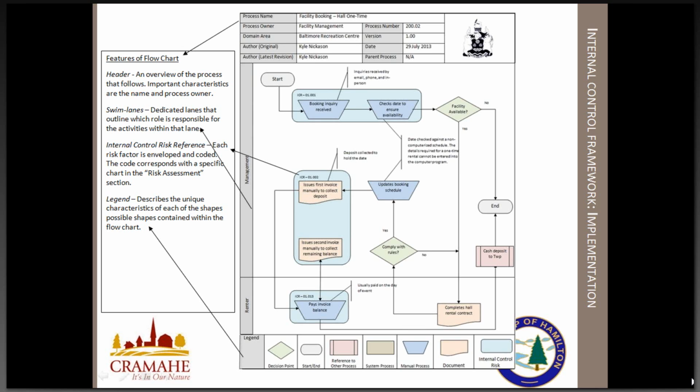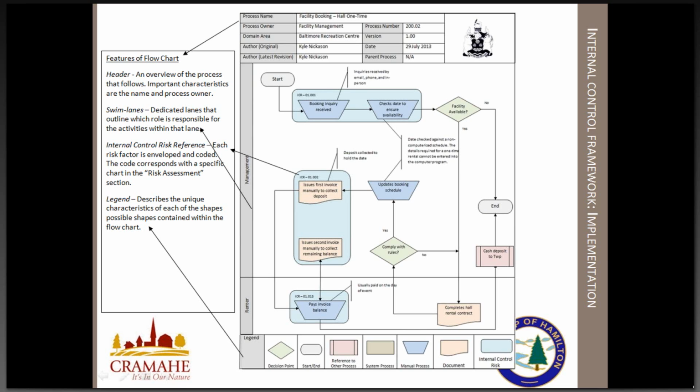This is actually a pretty straightforward process. It begins with a user group inquiry here. So facility staff then reach a decision point, and they need to check availability of the facility. If it's not available, the process ends here. And if it's available, the user group is required to complete the appropriate rental agreement contract.